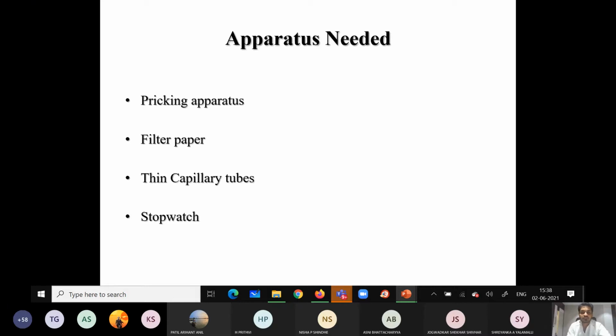So starting with the apparatus needed to do the bleeding time and clotting time, we need four things: pricking apparatus or a needle, filter paper, thin capillary tube and stopwatch. Pricking apparatus, filter paper and stopwatch are needed for bleeding time, and pricking apparatus, thin capillary tube and stopwatch are needed for clotting time. Filter paper is not needed for clotting time and capillary tube is not needed in bleeding time.